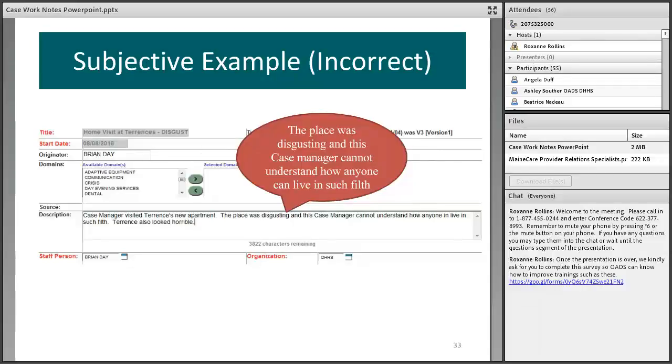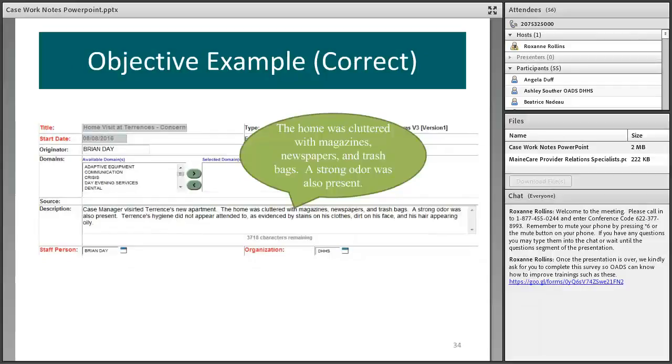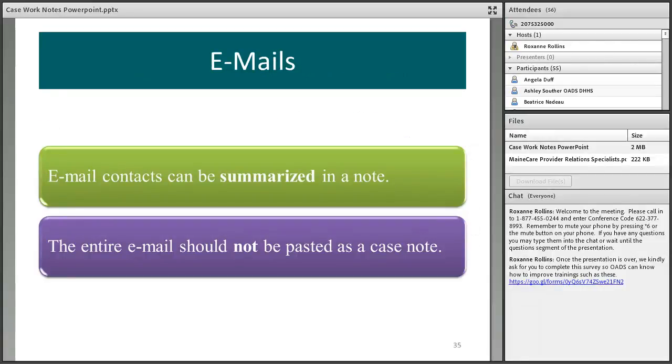So, for example, the correct way to write this: The home was cluttered with magazines, newspapers, and trash bags. A strong odor was present. That's an objective way to write what you saw and smelled.